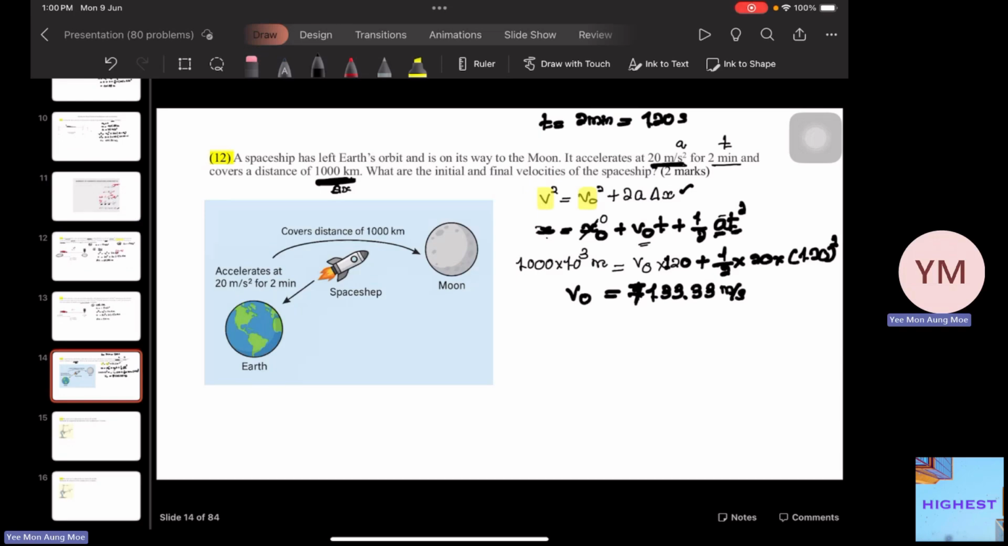v squared equals v naught squared, where v naught is 7133.33, plus 2 times the acceleration, 20, times x, which is 1000 times 1000. Okay, let me check. The answer is 9533.33 meters per second.